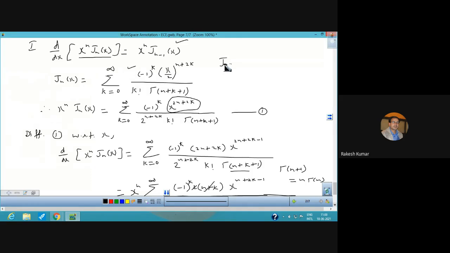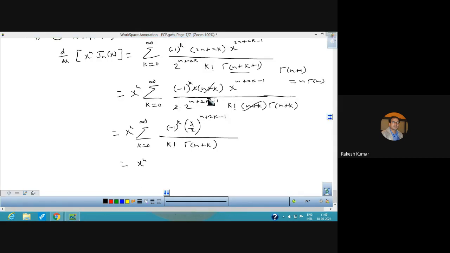Now, with the help of J_n(x), you can also find J_{n-1}(x). Simply change n to n minus 1 in this summation, and you will get the value of J_{n-1}(x). Just see, summation k is 0 to infinity (-1)^k (x/2) raised to power n minus 1 plus 2k, divided by k factorial, and here you will also change n to n minus 1 plus k plus 1. This 1 adjusts with this. Now you can see the same summation has come. This is the same summation, so this is the value of J_{n-1}(x). So this is the proof of the first recurrence formula.